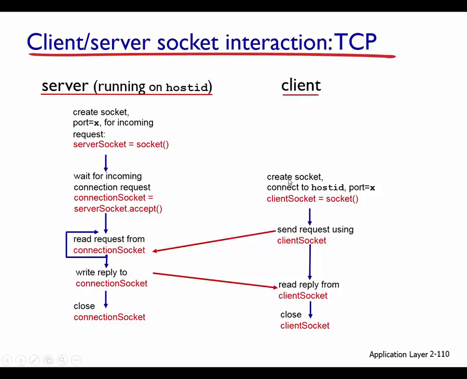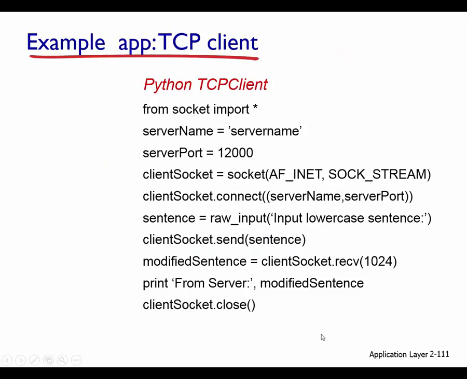On the client end, we create a socket. We connect to our server ID on the port that we know we're supposed to connect to. We assign a value client socket to be a socket data structure. We send a request using client socket. We read a reply from client socket, and then finally we close. So this is what the client looks like in the TCP version.